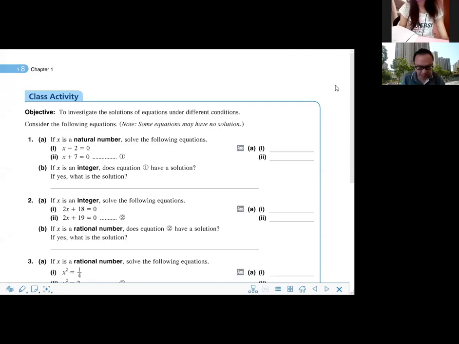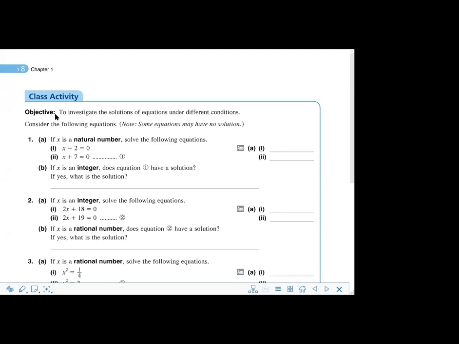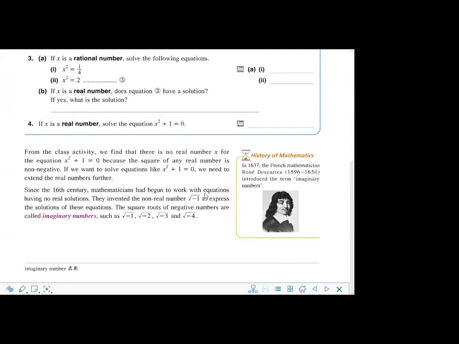Rational numbers can be changed to the format of a fraction, an integer over another non-zero integer. Okay, and then today we are going to learn something else, some other type of numbers. In fact, this is called an imaginary number, which is not a real number.